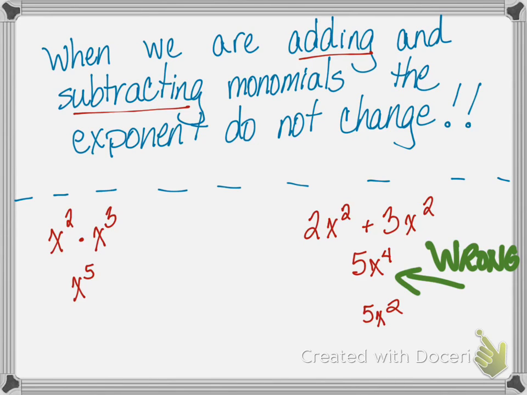Okay? So this is where students make mistakes. They remember some things about properties of exponents and they apply them when we're adding and subtracting. So when we are adding and subtracting monomials, the exponent does not change. The exponent does not change. Okay?